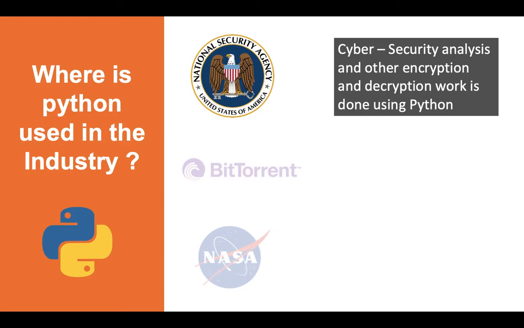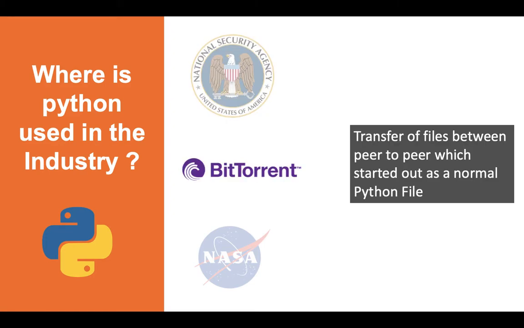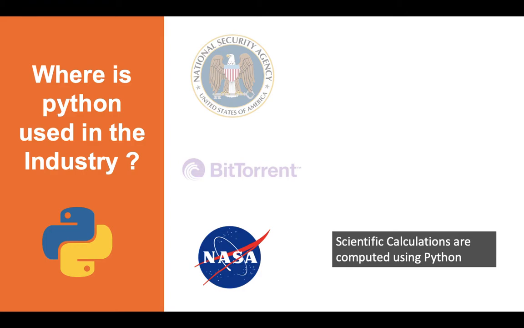Okay, moving up. Next, encryption and decryption work in cyber security analysis is being done by the NSA using Python. Next, we come to BitTorrent, where if you download any file using peer-to-peer, a lot of file pieces are downloaded and then combined to make a single file, which is your Python file. If you have noticed, if not, then download something from BitTorrent and see it. Then scientific calculations, I'm talking about SciPy, NumPy, and a lot of different libraries, are again done using Python libraries.